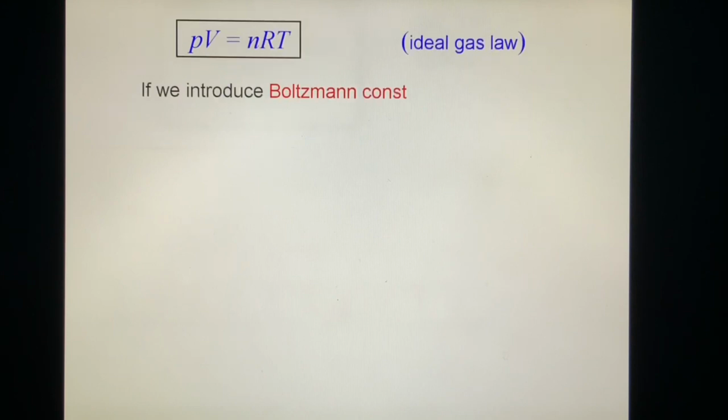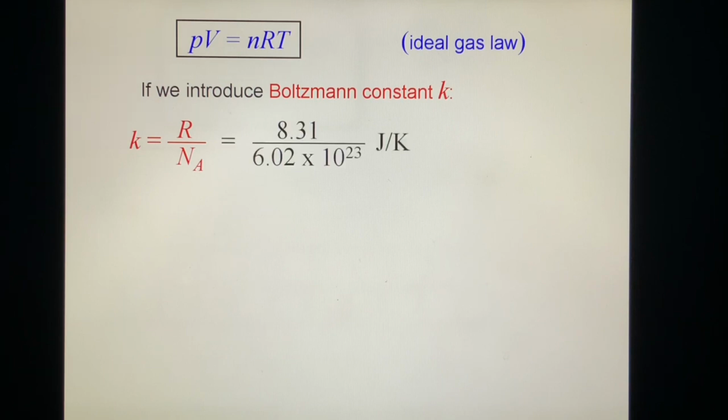If we introduce the Boltzmann constant k, k is defined by R over N_A. R is the gas constant, 8.31 for all gases, and N_A is the Avogadro number, which is a constant. So we put these numbers in and we get k, about 1.38 times 10 to the minus 23 joule per Kelvin.